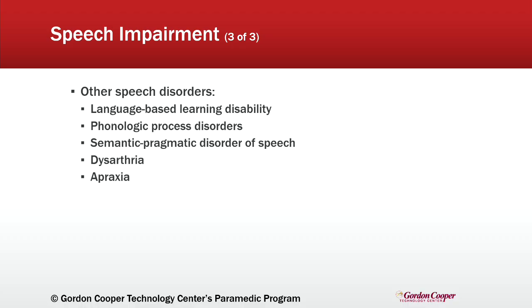Apraxia is a neurological condition where the brain impairment causes inconsistent activation of muscles used to form sounds or words. Patients with apraxia understand what they want to say, but the muscle activation is not consistent, it's irregular, and it makes the speech correction process difficult.